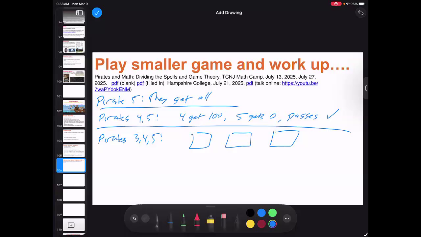So this is one possibility: 99, 0, 1. What's 3's goal? Survival. Wouldn't 5 say no? Because if 3 walks the plank, and 4 is going to... so what happens if this plan fails? Then 4 gets it all. So if it fails, 3 dies, 4 gets all.